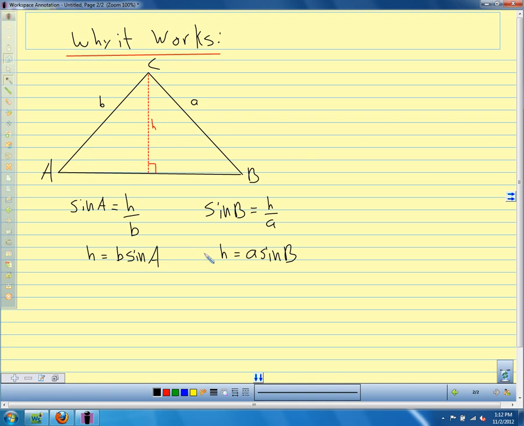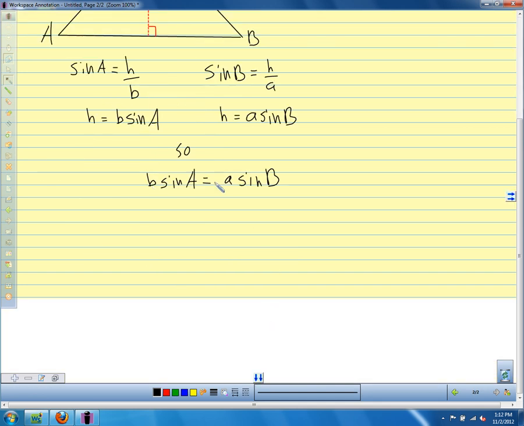I have two different equations for H, but since they both give me H, I can say that B sine A equals A sine B. If I divide both sides of the equation by length B, and divide both sides by length A, I just have to rearrange this a little bit, and I get sine A over A equals sine B over B.